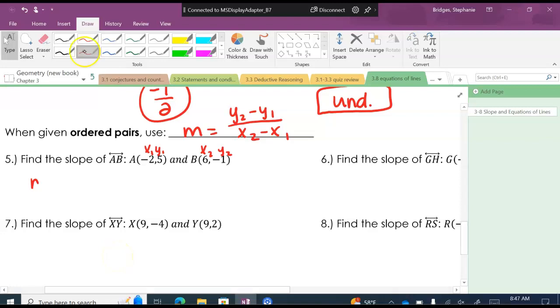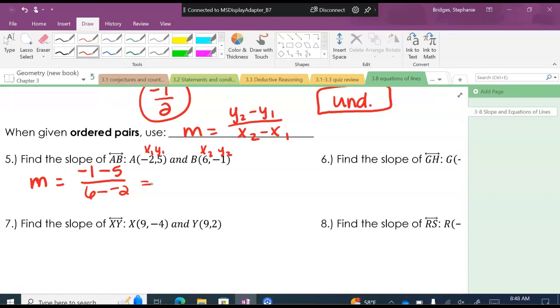The formula is y2. What did I call y2? -1. Hold on, my pen's not wanting to write again. So -1 minus, what did we call y1? 5. Over x2, which we called 6, minus, what did we call x1? -2. So all I did was plug in the points that I labeled, x1, y1, x2, y2, into my formula. Now let's work it out.